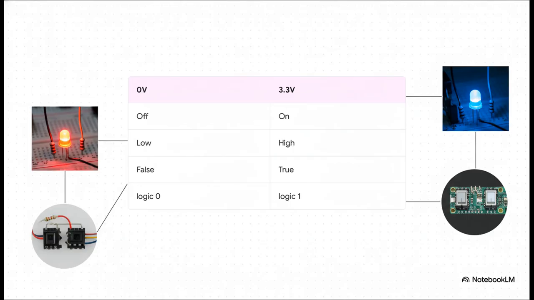Okay, a quick heads up for anyone just starting out. You're going to hear developers use a bunch of different words for on and off. Off might be called low, or false, or logic 0. And on might be called high, true, or logic 1. Don't let it throw you off. They all mean the exact same thing.